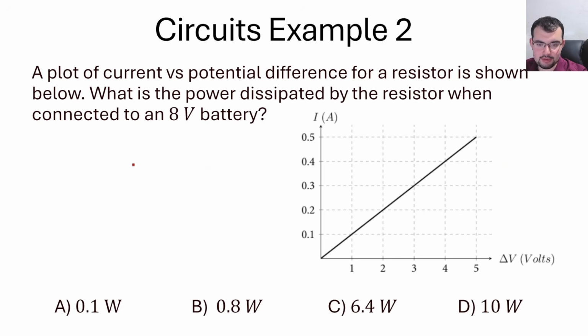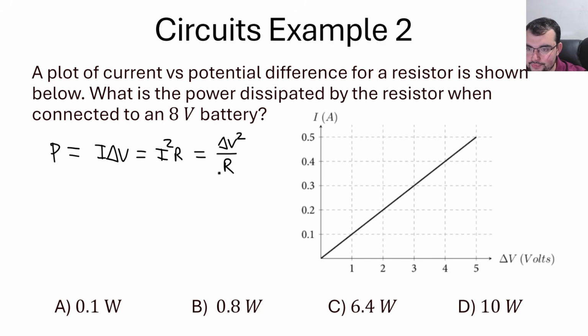All right, there are a couple neat ways of doing this problem. We have current versus potential difference for a resistor. What's the power dissipated by the resistor when connected to an 8-volt battery? Power has 3 expressions. There's I delta V, which is the formula sheet one. There's I squared R, which is an Ohm's law substitution. And there's delta V squared over R, which is another Ohm's law. So I have to figure out two of these circuit quantities, and my graph doesn't go out to 8, although you can pretty easily guess what's going to happen here.